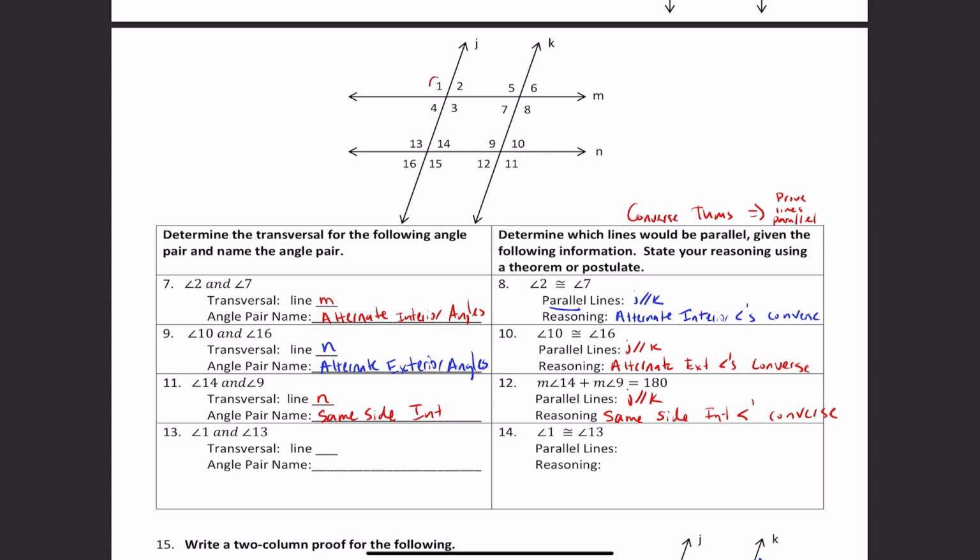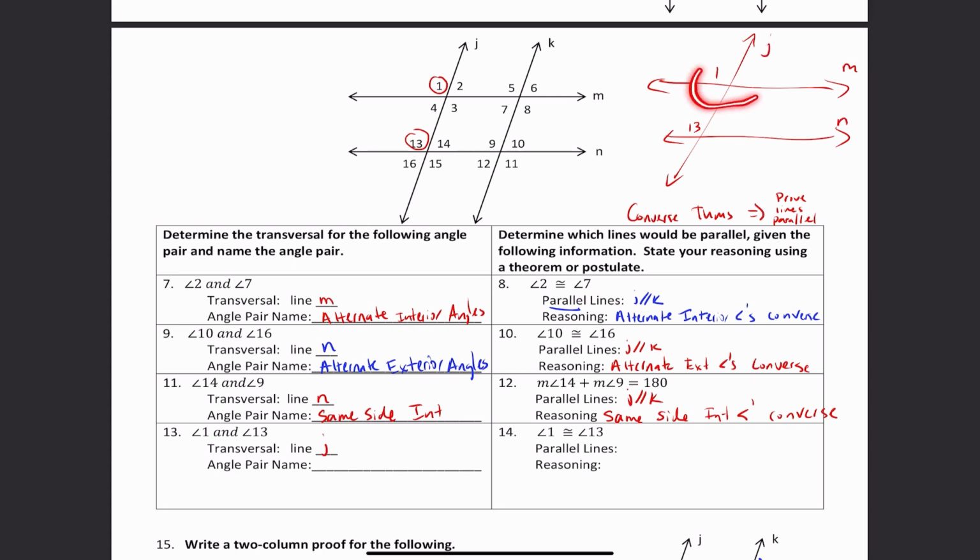where I have angle 1 and angle 13. So we can see that 1 is part of this line, and 13 is part of this line. What do 1 and 13 share? They share J. So that means if we draw the lines, we assume that they're parallel. These are parallel lines cut by a transversal. I'm going to label M, N, and then the transversal is J.